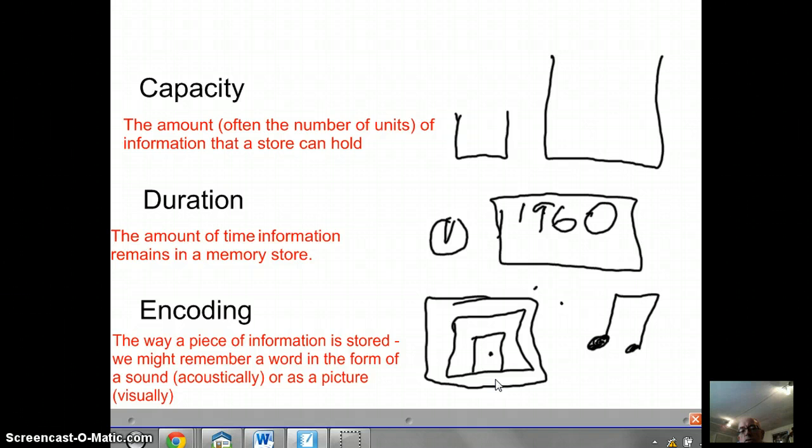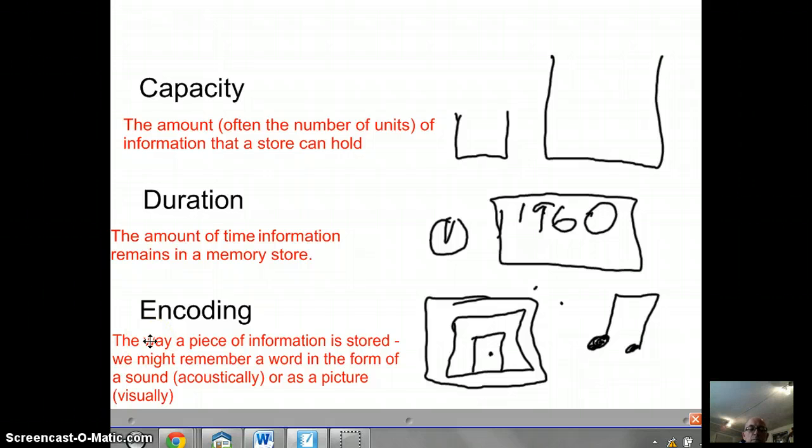If I say to you, close your eyes and see if you can remember what your front door looks like, you'll probably get a picture of what your front door looks like. If I ask you to remember a telephone number, and I told you that number, you might remember that by saying it to yourself over and over inside your head, and in that way you're saving it as a sound, and that would be called acoustic encoding. Have I said that the right way around? I think I have.